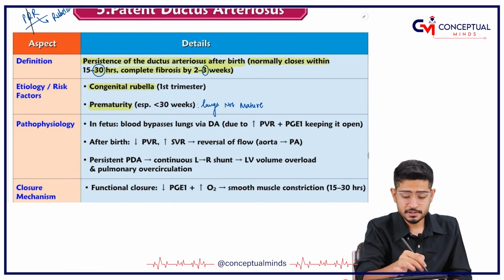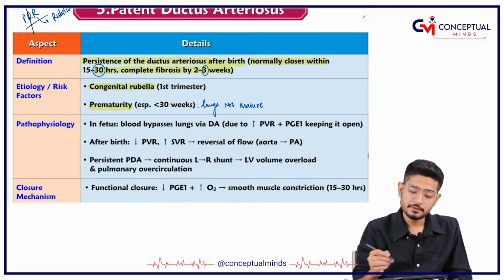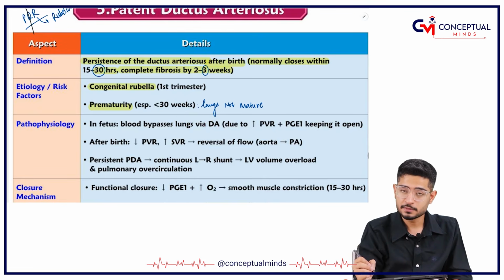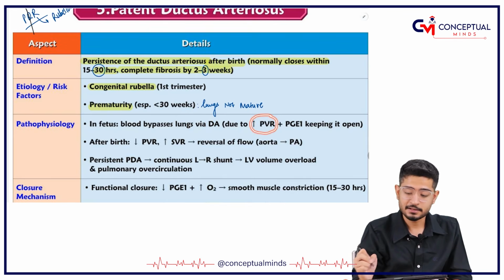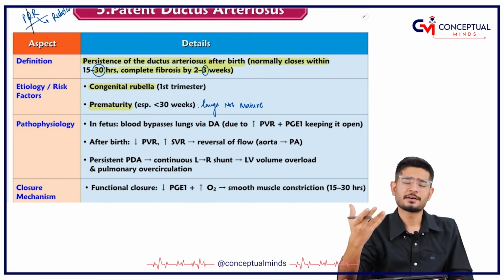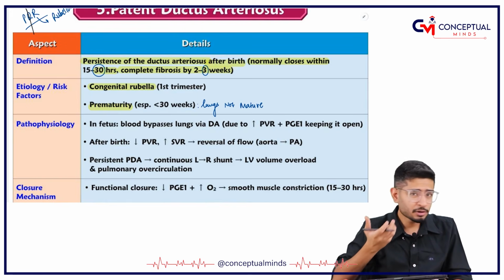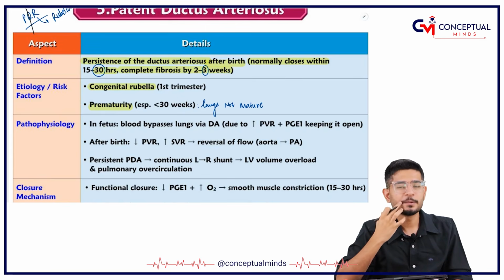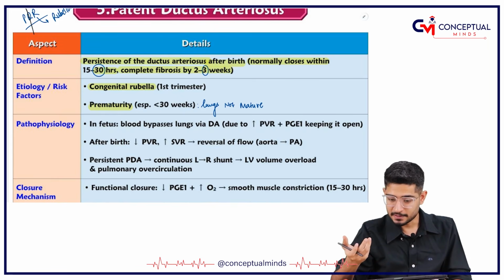Coming on to pathophysiology, let's quickly revise that in the fetus the blood is going to bypass the lungs via the ductus arteriosus. Why? Because of course there is an increase in the pulmonary vascular resistance. Why is there an increase in pulmonary vascular resistance? Because the lungs are not mature, the endothelium in the lungs is not going to take the blood because the cells are not mature. So that's why there is a high resistance.